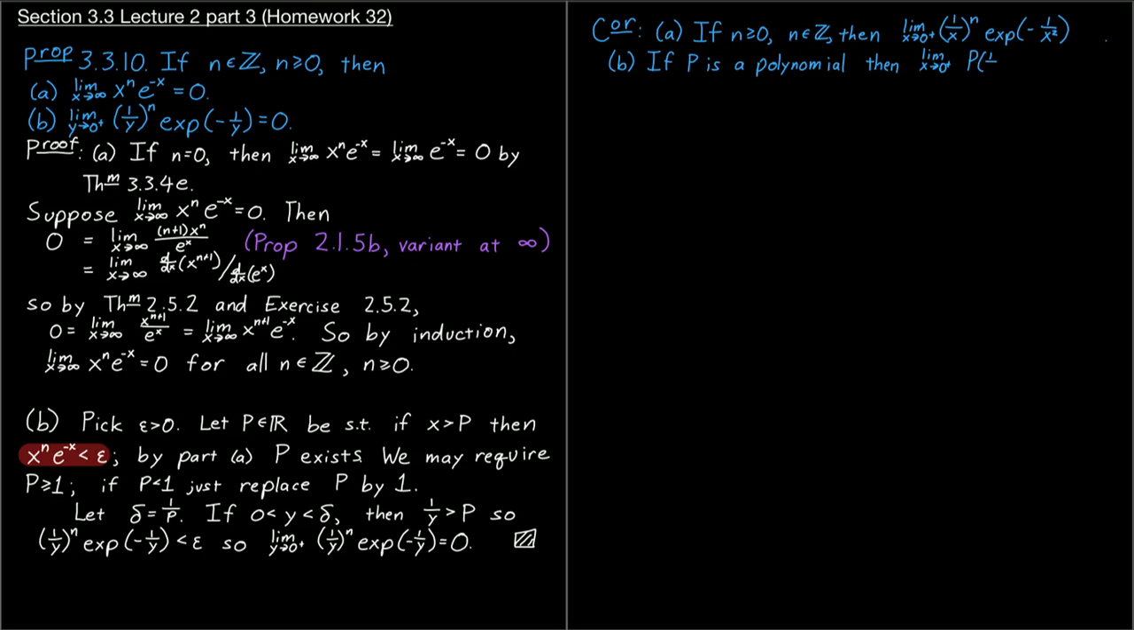then 1 over y is bigger than P. So 1 over y to the n exp negative 1 over y. I'm using exp instead of e to the just because it's easier to write. That is also going to be less than epsilon. And so that is exactly the epsilon delta characterization. So limit as y goes to 0 from the right, 1 over y to the n, e to the negative 1 over y. That is 0.